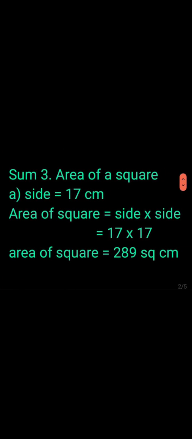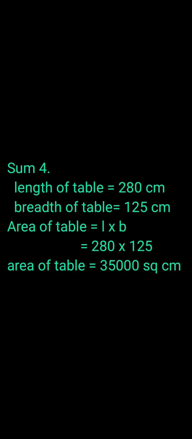Now third sum is you have to find the area of a square. Square means when all sides are equal. Side of the square is given as 17 centimeters. It means a square whose all sides are 17 centimeters. Area of square will be side multiply side. You have to multiply 17 by 17. So the area of that square will be 289 square centimeters. SQ means square.